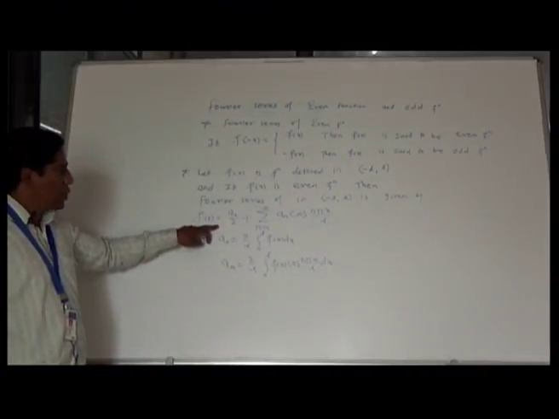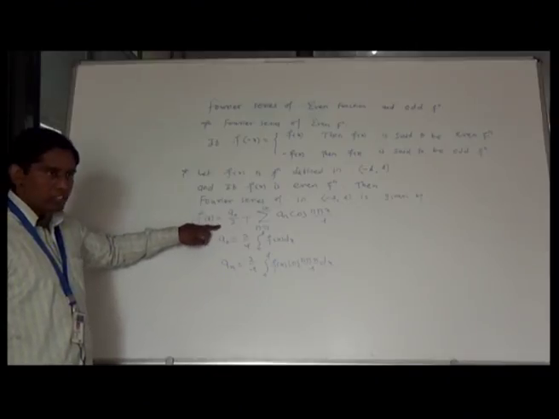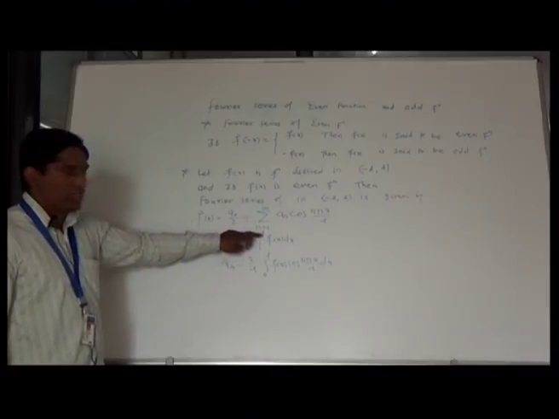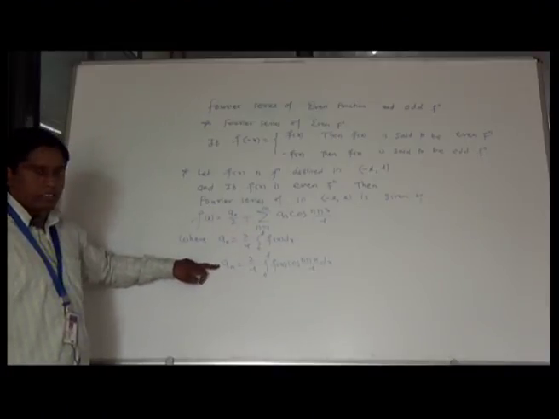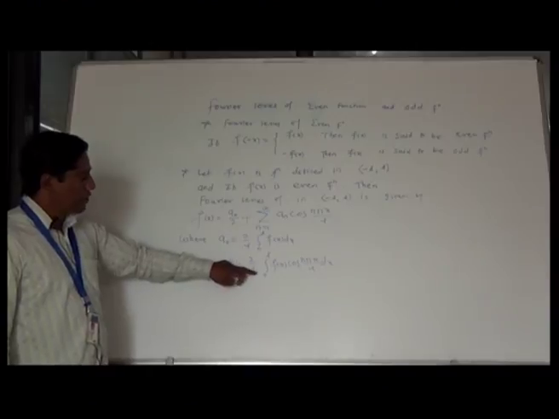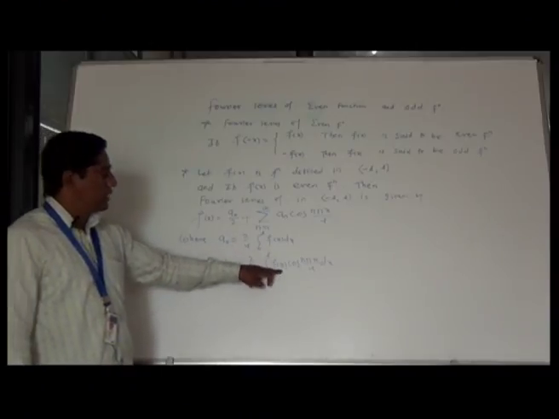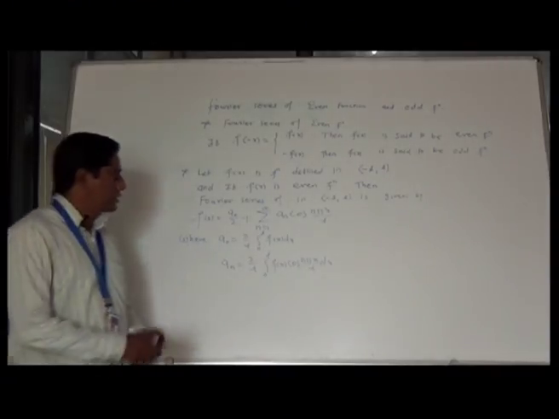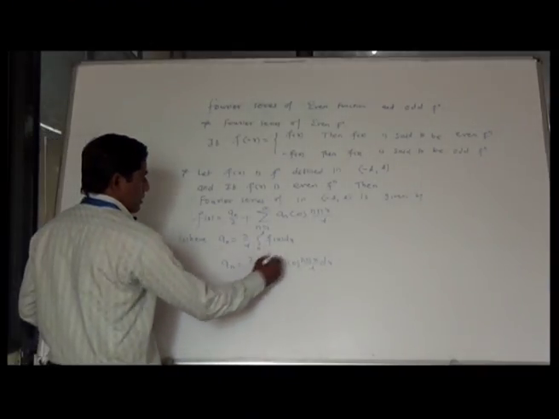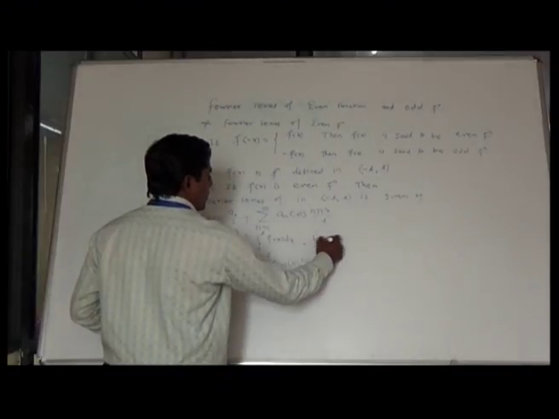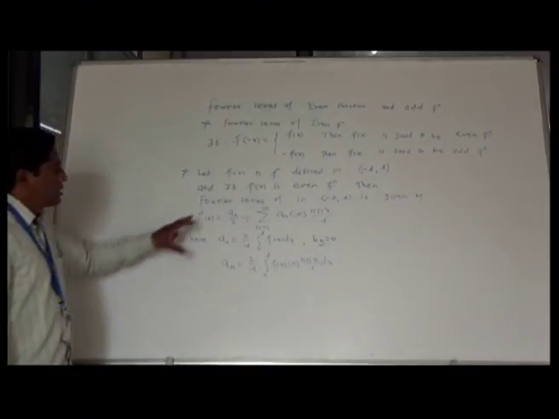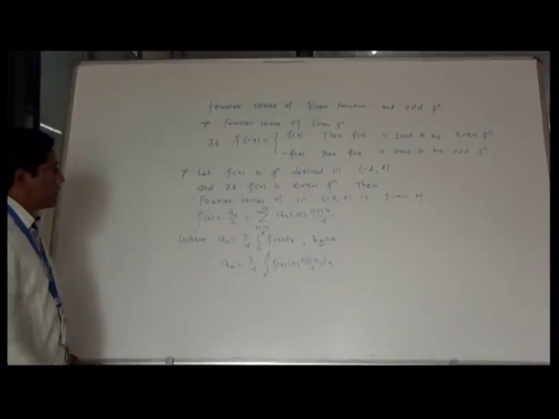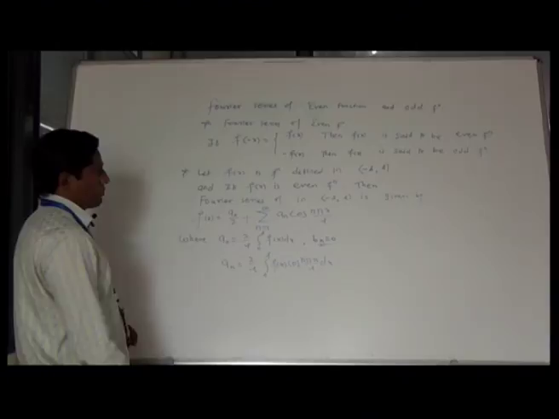This is the Fourier series of even function, where a0 is 2 upon L integration 0 to L f of x dx, an is 2 upon L integration 0 to L f of x into cos n pi x upon L dx, and the value of bn is equal to 0. This is the formula for Fourier series of even function.